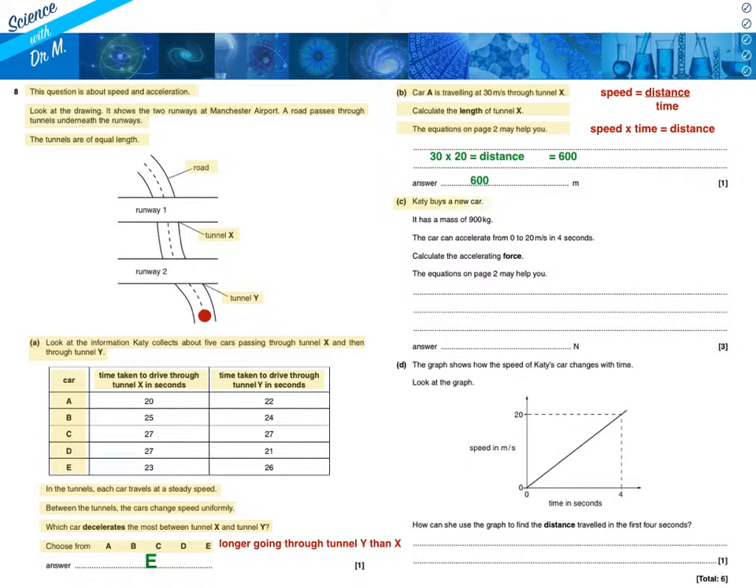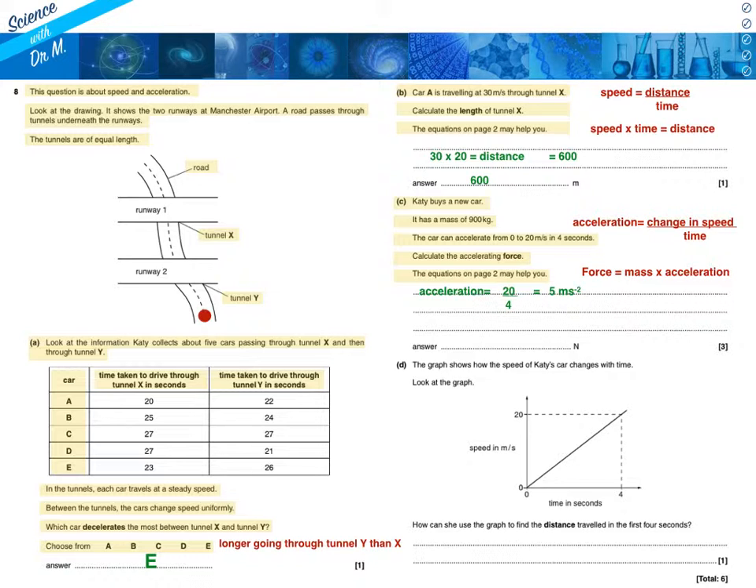Part C. Katie buys a new car. It has a mass of 900 kilograms. The car can accelerate from 0 to 20 in 4 seconds. Calculate the accelerating force. Again, we've got our equations on page 2. The equation you need is acceleration equals change in speed over time. So we've got our acceleration as 20 divided by 4, because it's the change in speed, it goes from 0 to 20, so that's a change of 20. We're dividing it by the time, that's 4 seconds. So the answer comes out with our acceleration as 5 metres per second squared.